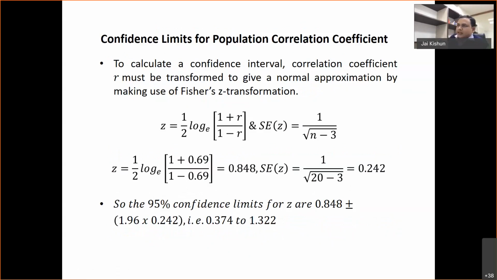This is for estimating the confidence interval. The formula is Z equal to 1 by 2 log e of (1+R)/(1-R), where R is the Pearson correlation coefficient. The confidence interval is Z plus or minus 1.96 times the standard error of Z, that is 1 by root n minus 3.